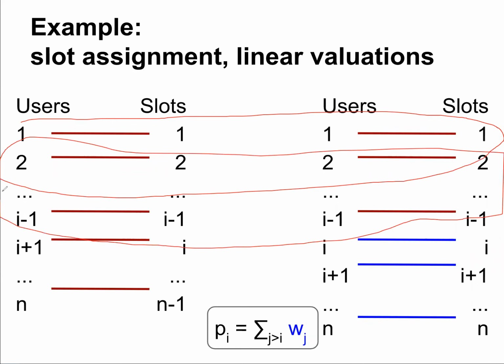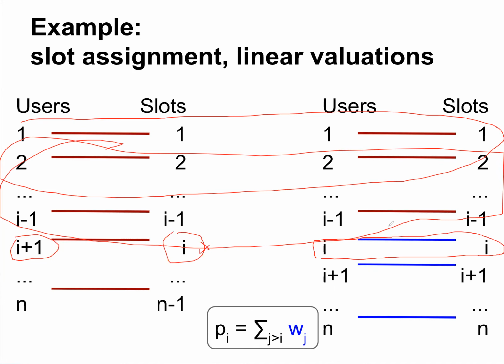All these guys get the same slot. But when user I is in the picture, then he gets slot I. When user I is not in the picture, then user I plus 1 gets slot I, and user I plus 2 gets slot I plus 1, and so on.